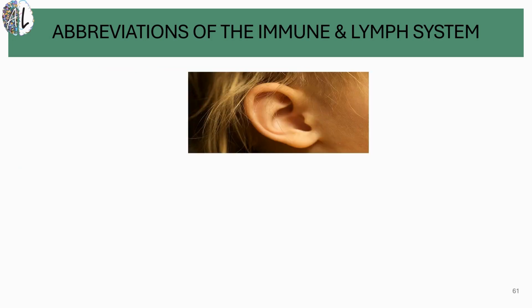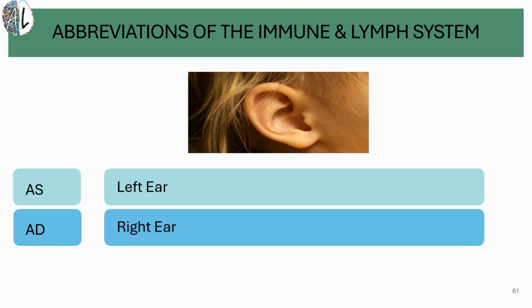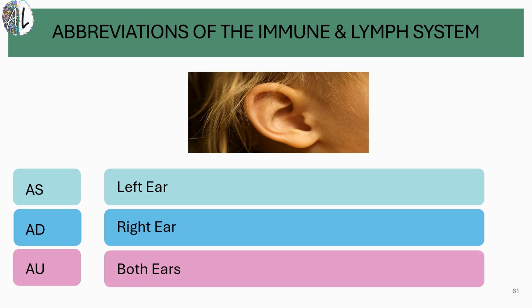Okay, next up are the ear abbreviations. So AS, you will see that the first letter is a little different, but the second letter S is the same as one we saw on the last slide. And that stands for the left ear. AD, so again, the D is kind of repeated, which is the right ear. And AU, that U portion, right, stands for both ears.